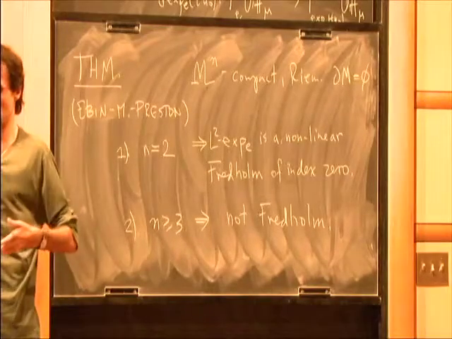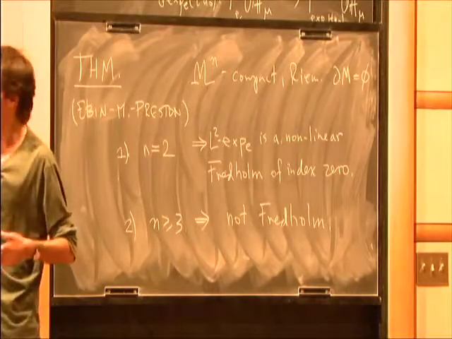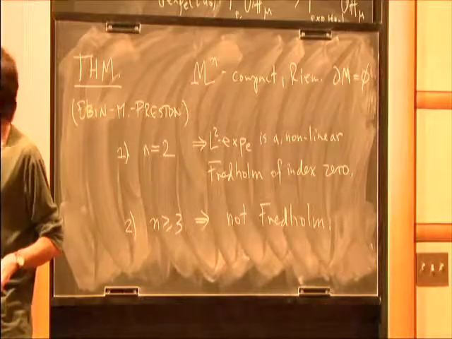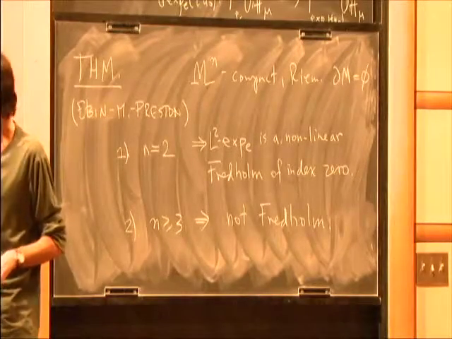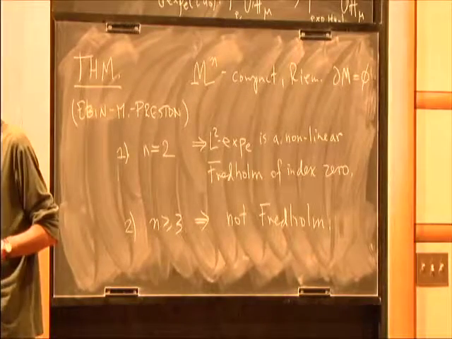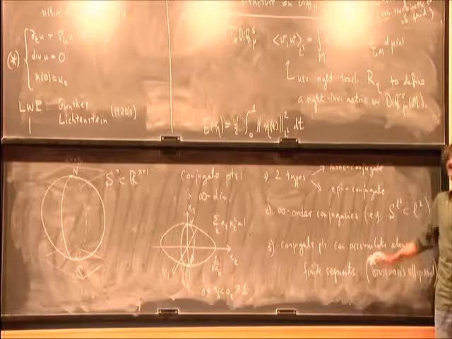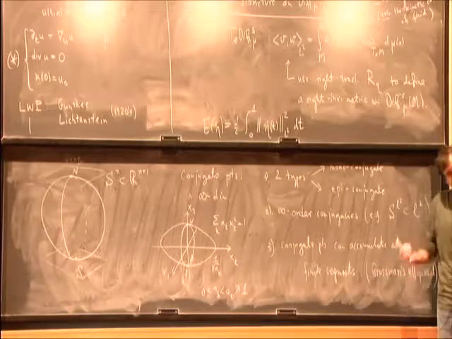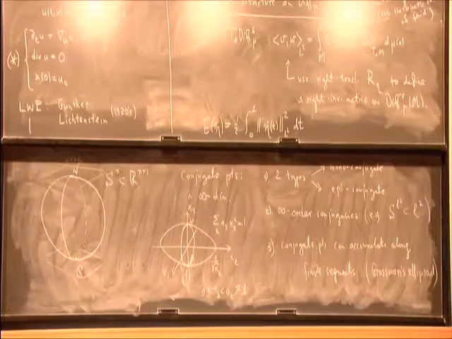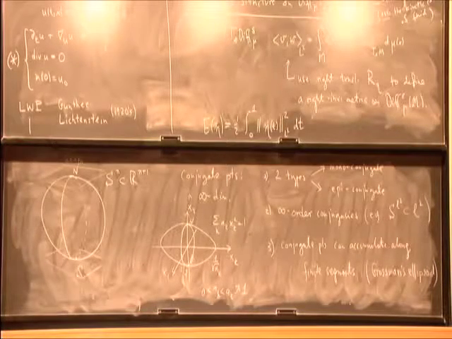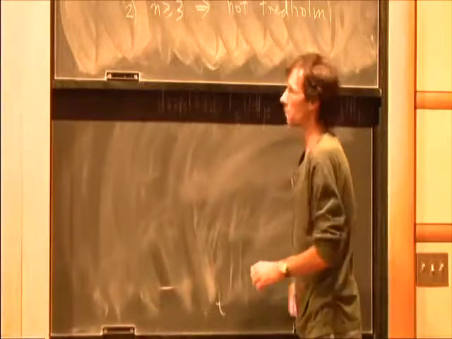Index 0 means my epi and my mono have the same finite dimension. No infinite kernels, so no infinite conjugacies, no accumulations. In 3 dimensions, we can have accumulations. What does it mean? That's an interesting question. I don't know yet. Hopefully, it will be saying something about 3-dimensional hydrodynamics.